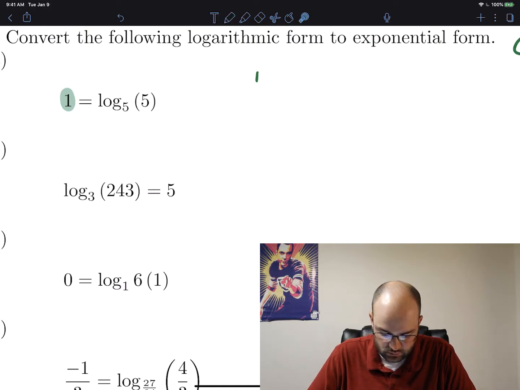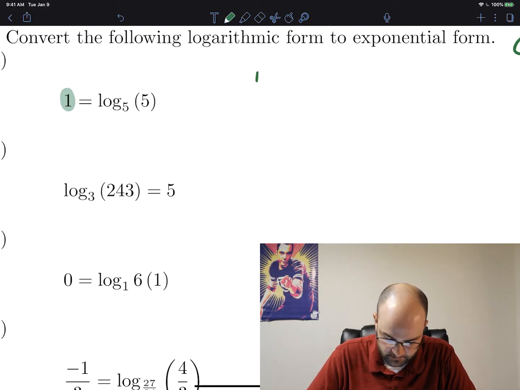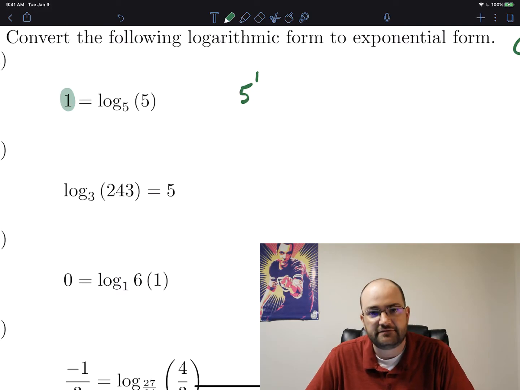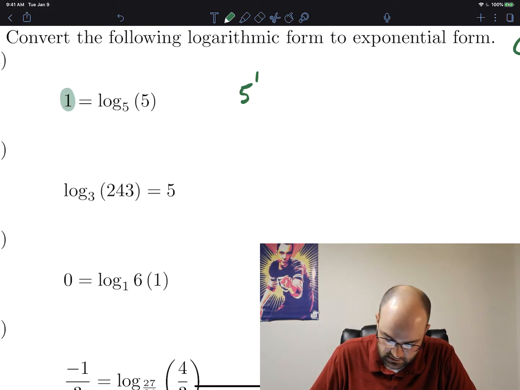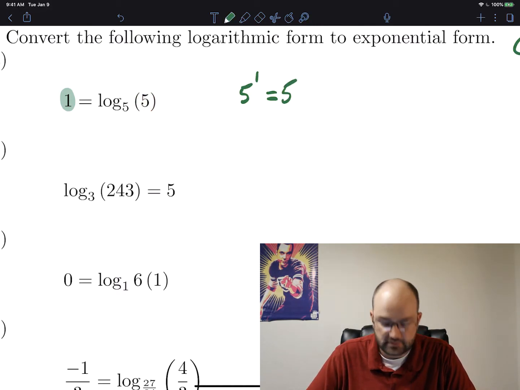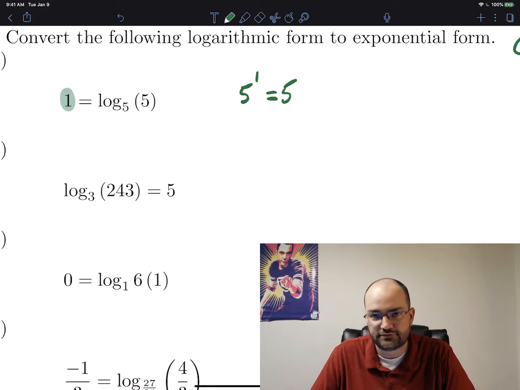And what's the base? Well, the base is whatever the base is, or in other words, the subscript for the logarithm. Well, for this particular logarithm, the base is 5. So it's 5 to the first power is equal to, and then notice the only thing we haven't used is this 5 here. So this is just saying 5 to the first power equals 5.